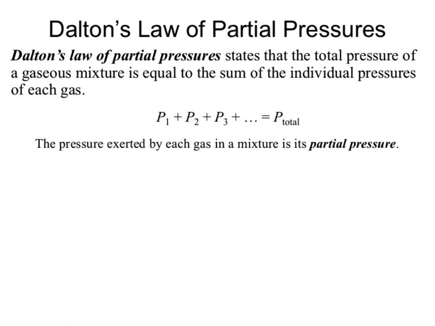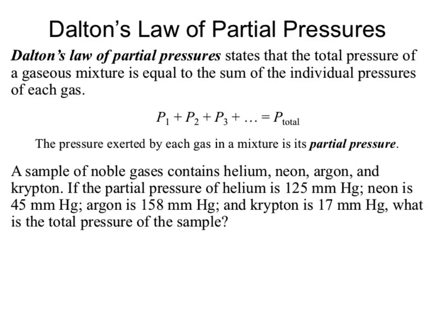Said slightly differently, or in a more particular case, if we take a sample of noble gases, and I take the partial pressure of each of those gases, and I put them all into one container, what is the total pressure of that sample? I take a sample of helium, 125 millimeters mercury, neon at 45 millimeters mercury, argon at 158 millimeters mercury, and krypton at 17 millimeters mercury, and I put them all into the same container. What is the total pressure of that container?